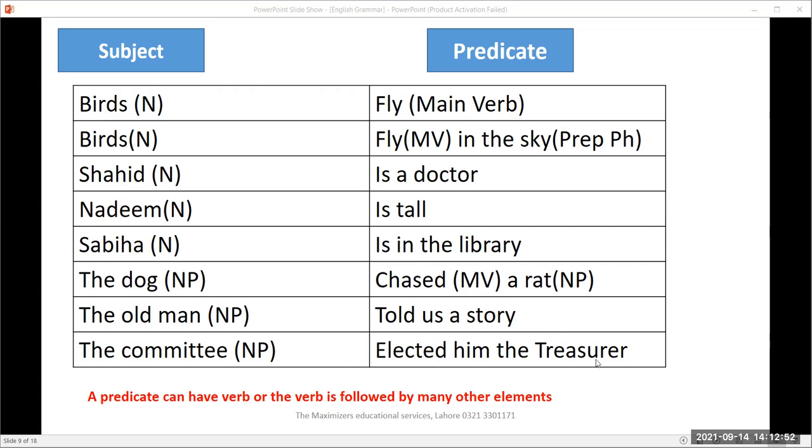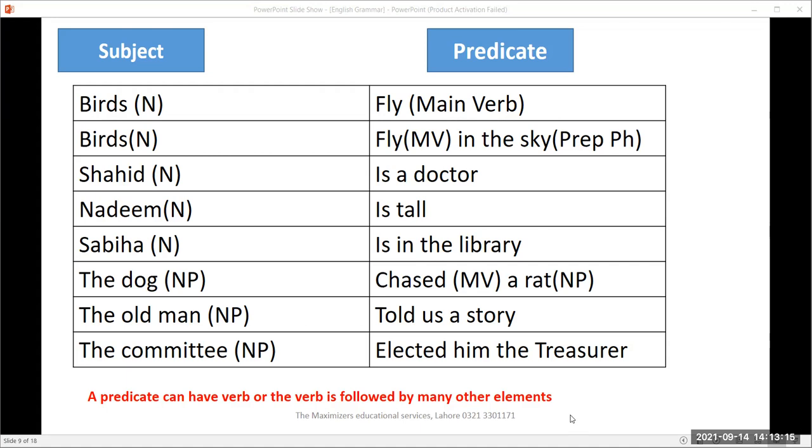The committee elected him the treasurer. So what is "the committee"? There are two words, so it will be called a noun phrase. Elected is the main verb, "him" is the object, "the treasurer" is a complement according to the parts of a sentence. So here you can see that a predicate can have a verb, or the verb is followed by many other elements.